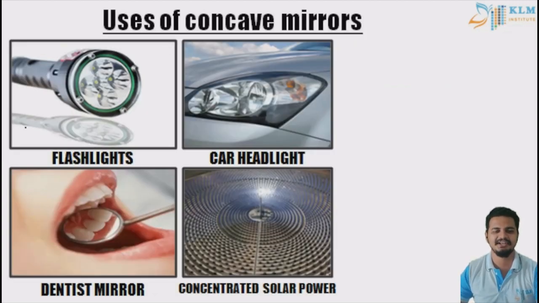Students, please try the remaining examples at home. If you don't get it, please go through the rules and try it again. You can use any two rules to find out the position of the image.